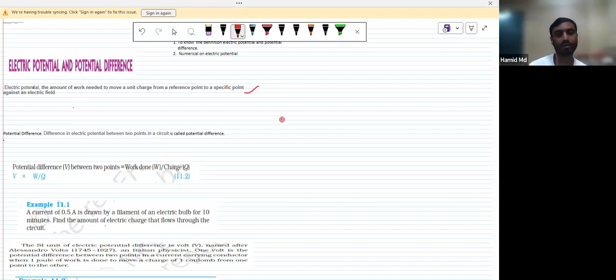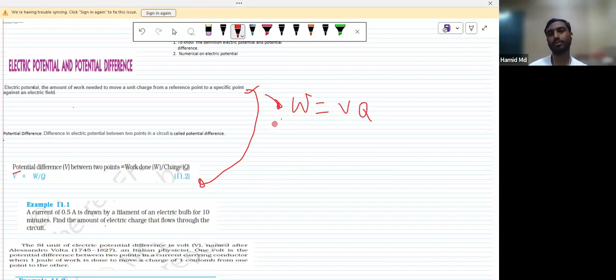So what is work done? Potential difference. This definition is elaborated mathematically like this. Potential difference is the work done in bringing a charge. Work done is W, that is, potential difference V between two terminals and the amount of charge. This is the mathematical definition of electric potential, the amount of work done in bringing a positive charge from the point of reference to the given point. Clear? Yes, sir.